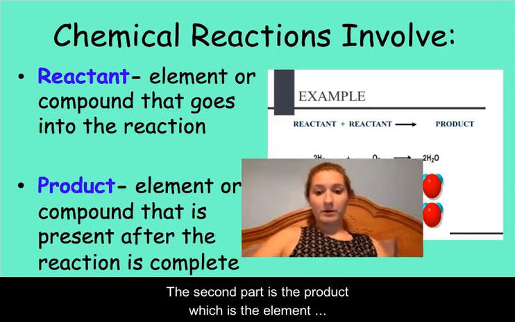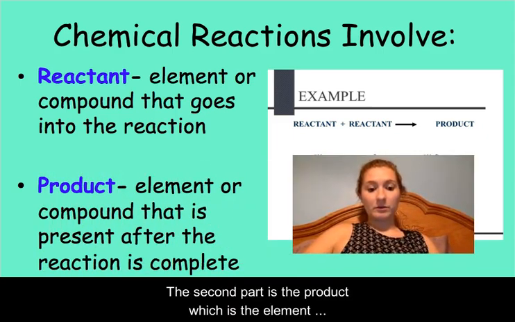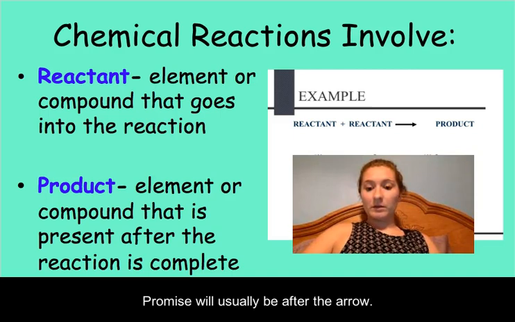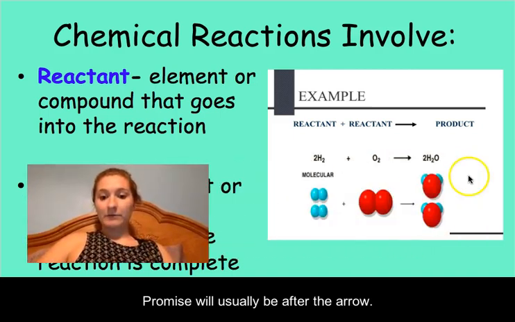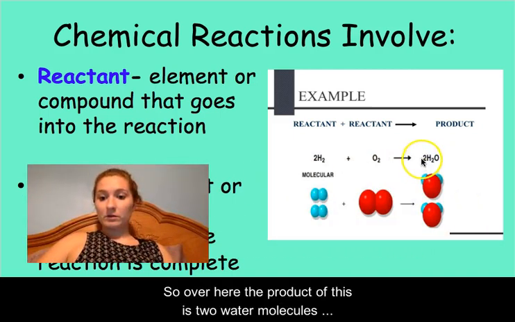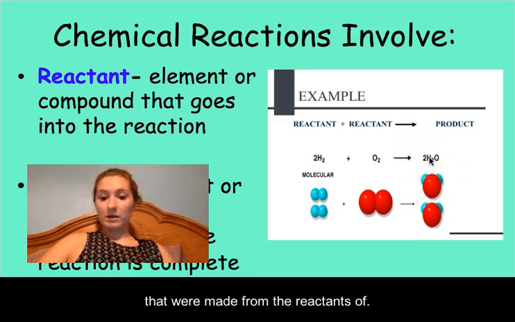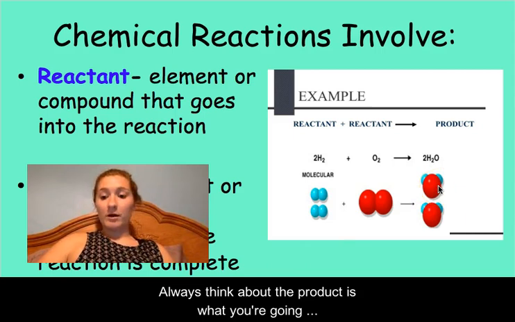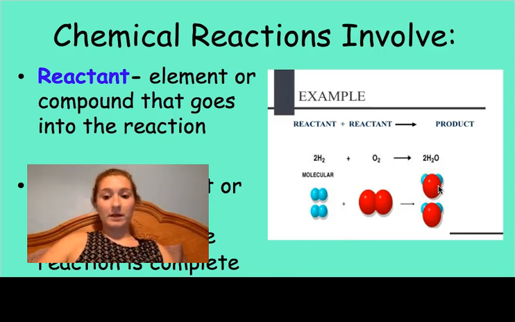The second part is the product, which is the element or compound that is present after the reaction is complete. This will usually be after the arrow. So over here, the product of this is two water molecules that were made from the reactants of hydrogen and oxygen. Always think about the product is what you're going to want to be producing at the end of the reaction.